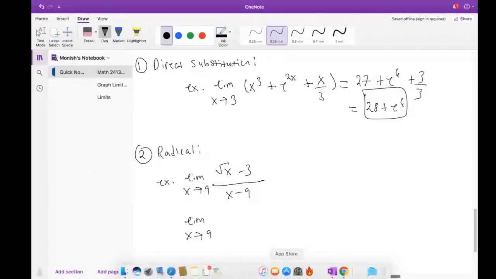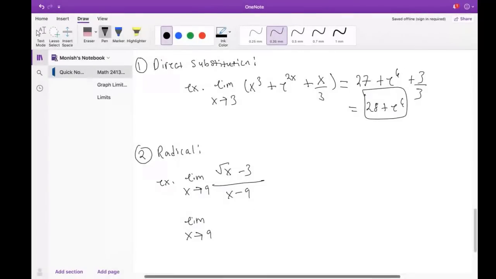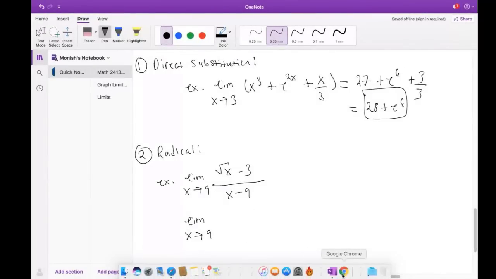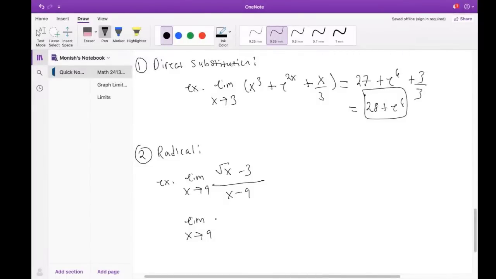does anyone want to say what they think or how to rationalize this function? Yeah, exactly. So all we have to do is multiply it by the conjugate. And remember, you're going to have to do this on the top and bottom. Otherwise, it won't be equivalent. You'll be changing the expression. So in this case, the conjugate is the square root of x plus 3 over the square root of x plus 3.